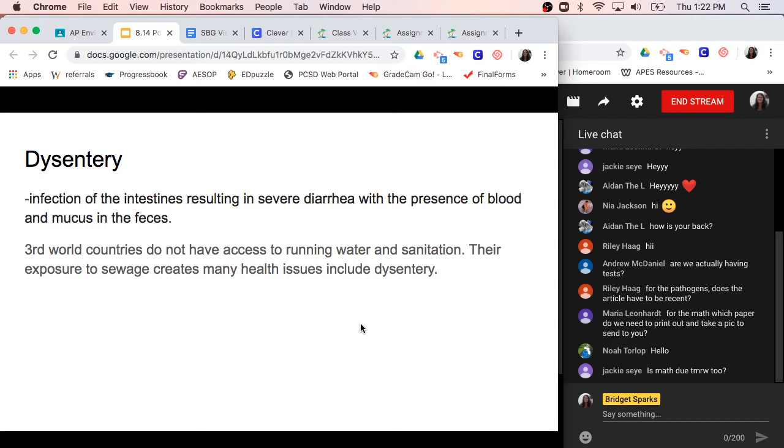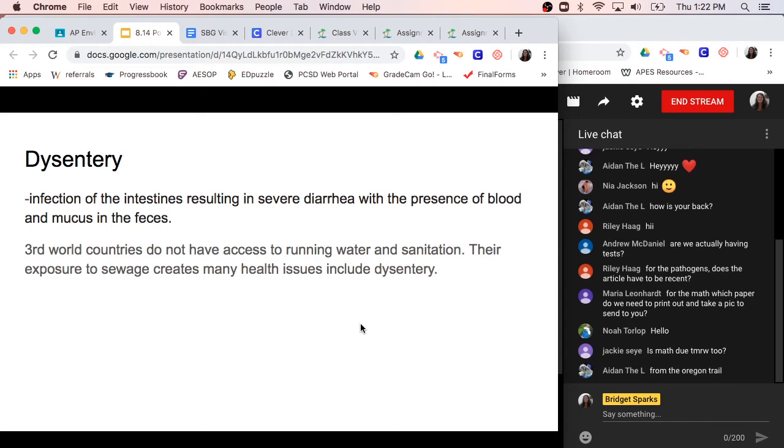So this becomes an infection in your intestines, and you get severe diarrhea and lots of not good stuff that you should not be having. And the problem is the access to clean running water and sanitation.